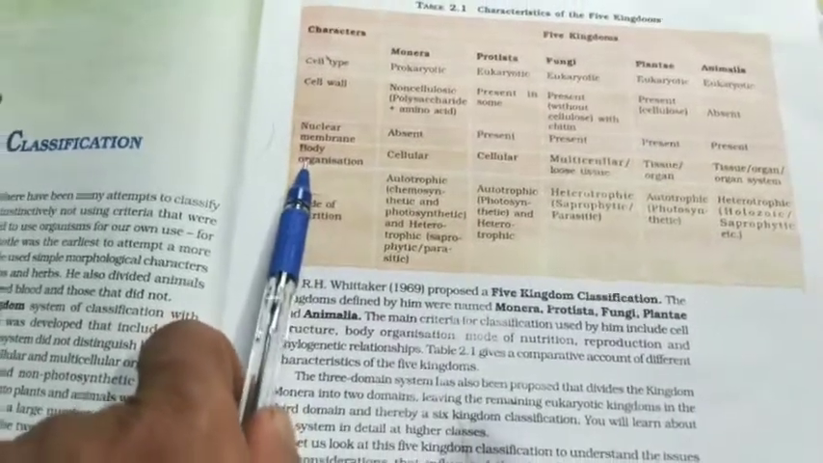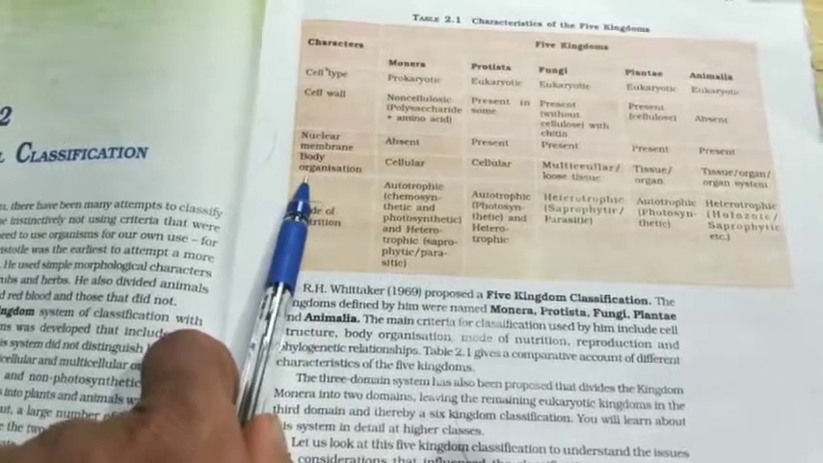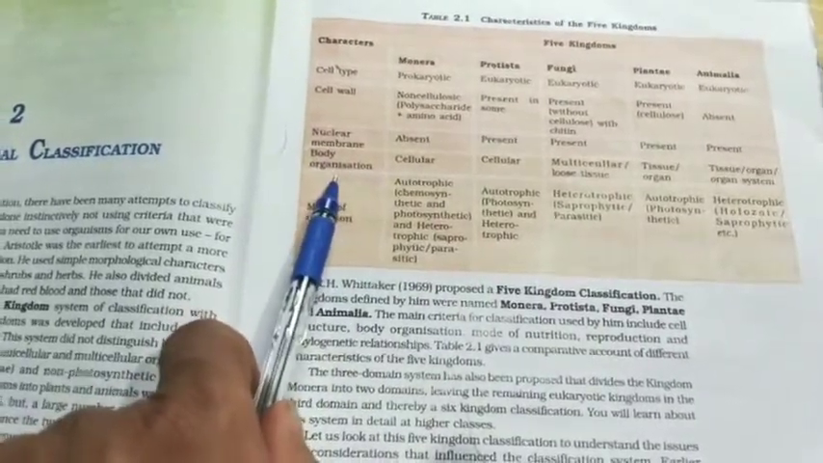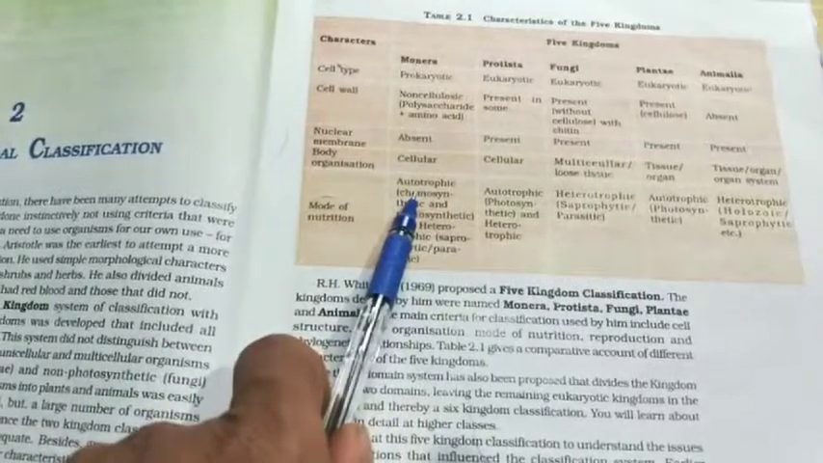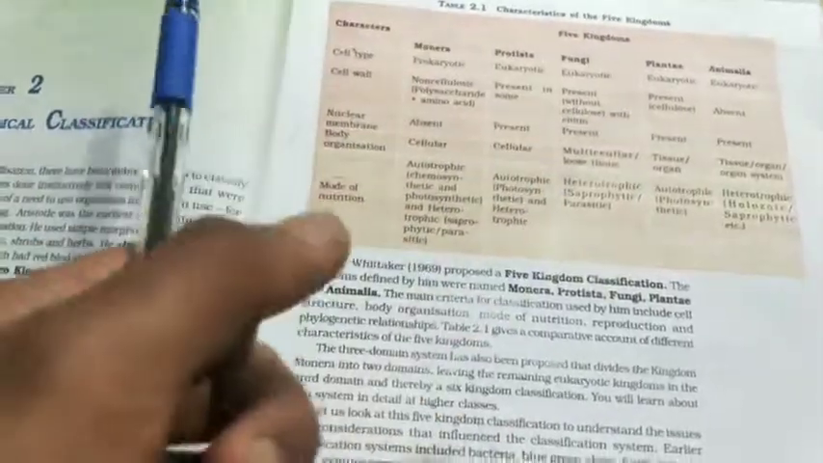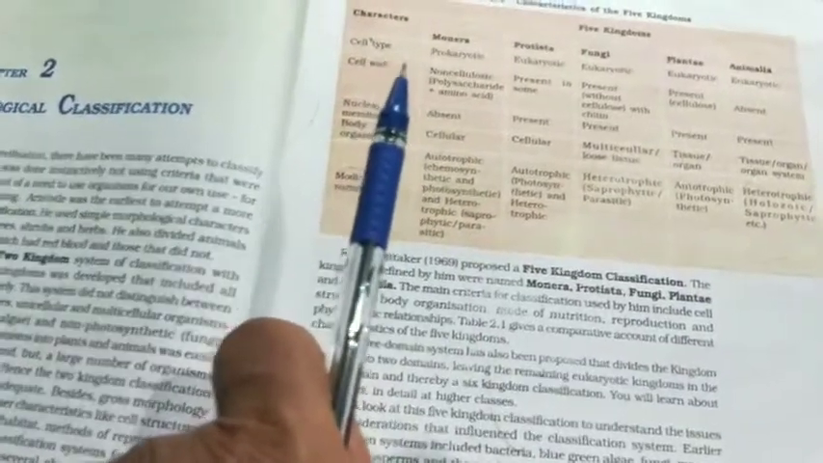Now come to the next character. Next character is the body organization. Monera is cellular in nature, they work at the cell level. Protista is also, because there is a single cell. When there is a single cell, usually there is no meaning of tissue formation. What is tissue? Tissue is a group of cells which perform a particular function.